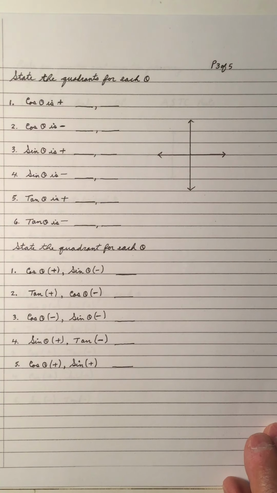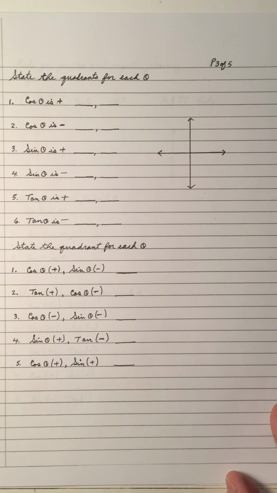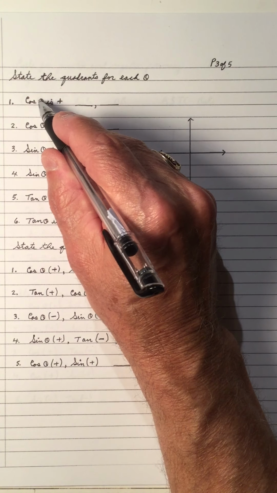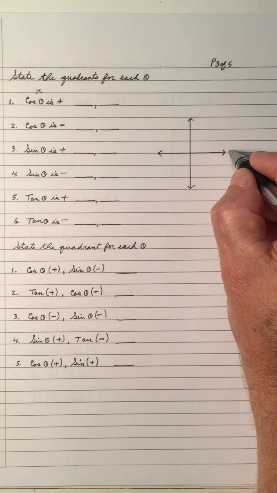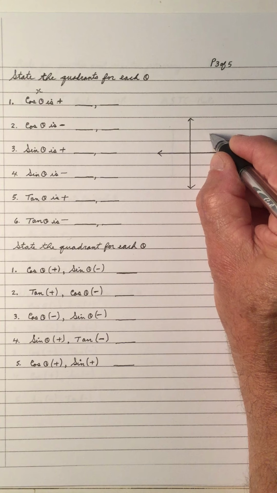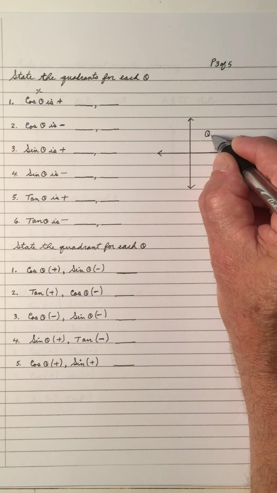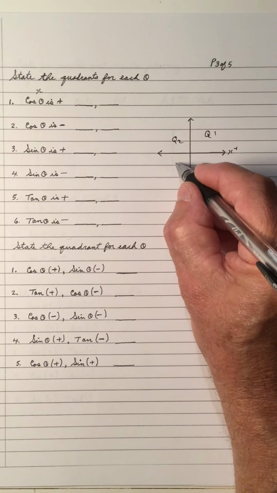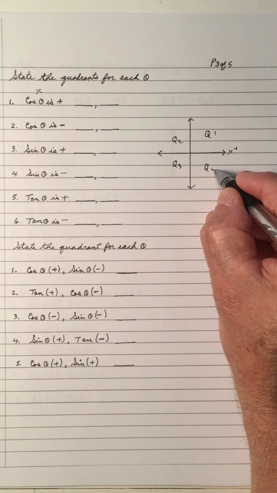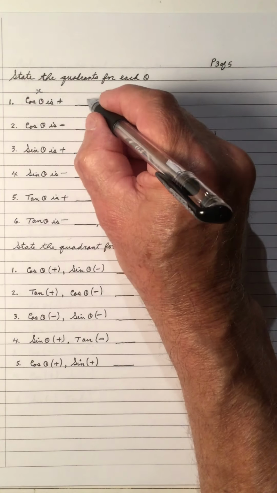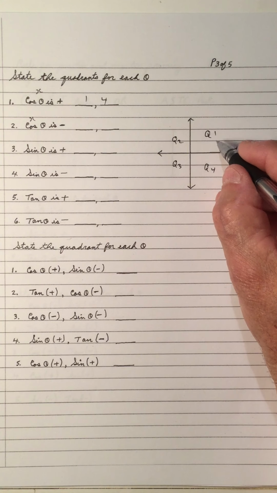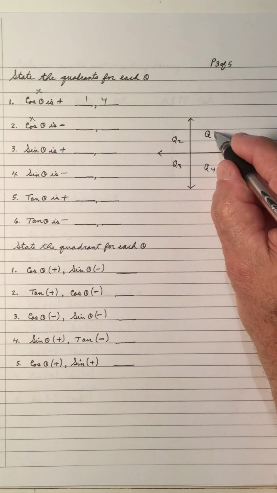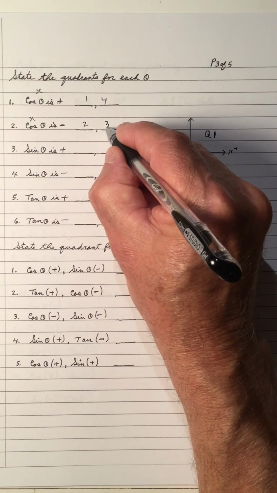Okay, let's continue. So, what we have, state the quadrants for each. Where is cos theta positive? So cos is associated with the x, so x is positive on this side, so x is positive in 1. This is quadrant 1, quadrant 2, quadrant 3, quadrant 4. So x is positive in 1 and 4. Cos is associated with the x again, so where's x negative? So if it's positive in 1 and 4, it must be negative in 2 and 3, the other ones.